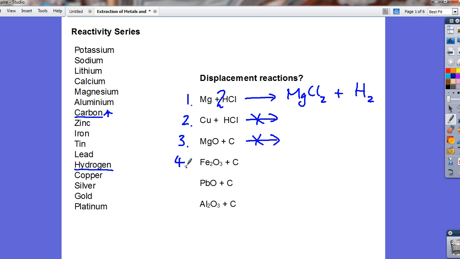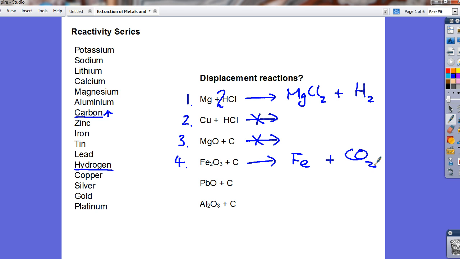Could we use carbon to extract the iron? Well, let's find the carbon. The carbon's up here. The iron is down here. So carbon is actually more reactive than iron. So the carbon can come in and kick the iron out, leaving behind iron metal and carbon dioxide.